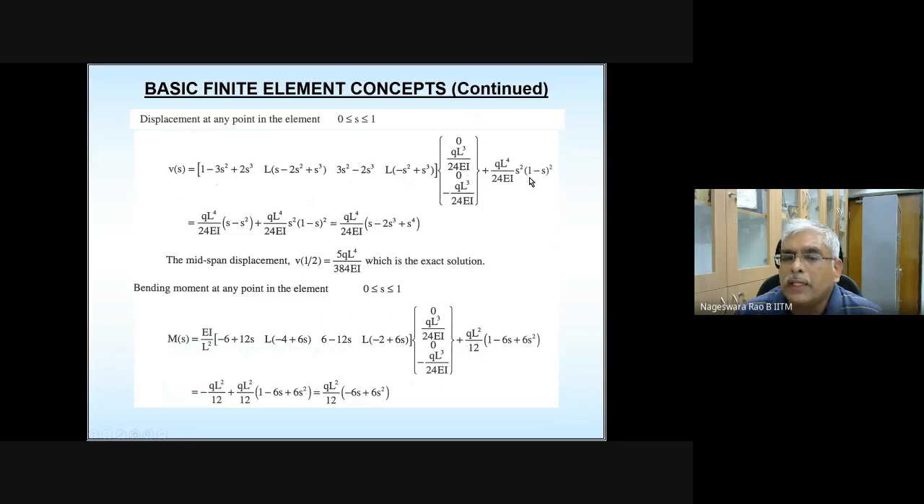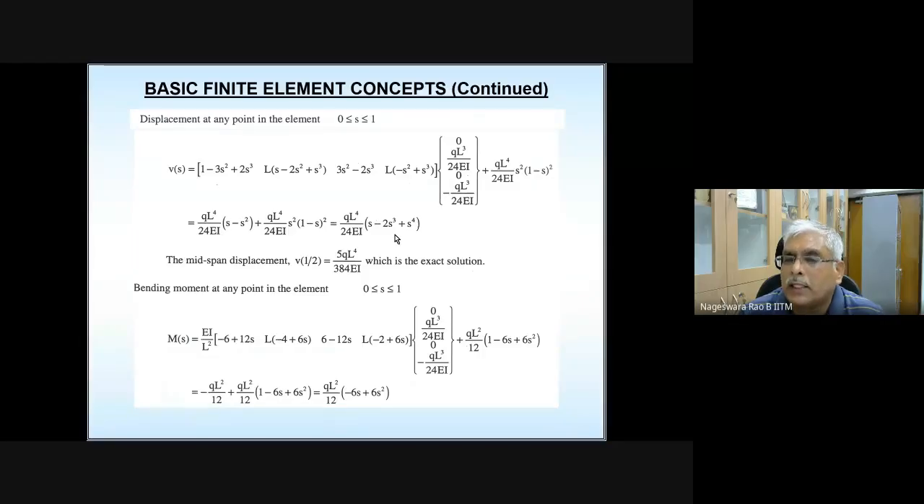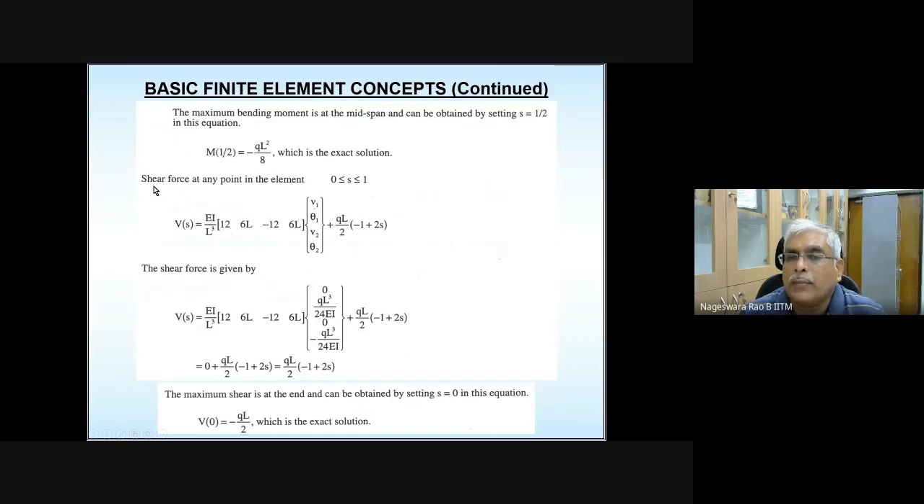Okay? Same thing you do for bending moment. Same thing you do for shear force. And now when you do this correction, after doing this correction, simplifying, you get displacement at any point along the length of the beam in terms of S, bending moment at any point along the length of the beam in terms of S, shear force at any point along the length of the beam in terms of S.